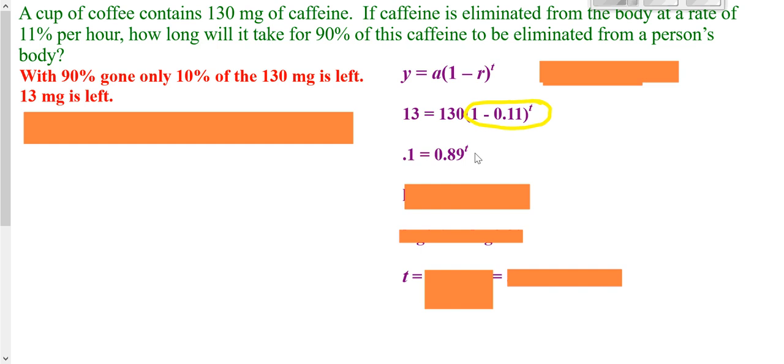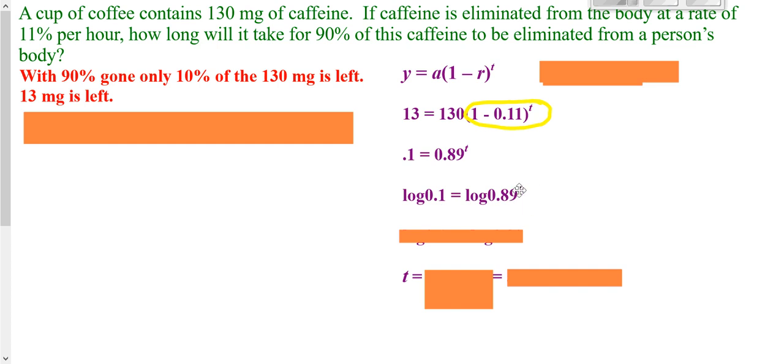So now our variable is in the exponent, so we're going to want to use logarithms. You could use a natural log on each side. You could use a common log. Either one of these would work nicely. It does not make a difference. I'm going to choose to use a normal common log on the left side and on the right side.